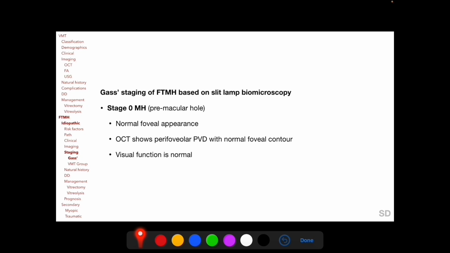Stage 0 macular hole was not included in Gass's original staging system, and it describes a normal foveal appearance clinically with a normal visual function, with OCT showing a perifoveal or posterior vitreous detachment but with a normal foveal contour in the fellow eye of an eye with full-thickness macular hole. So stage 0 macular hole corresponds to vitreomacular adhesion stage in the International Vitreomacular Classification System.